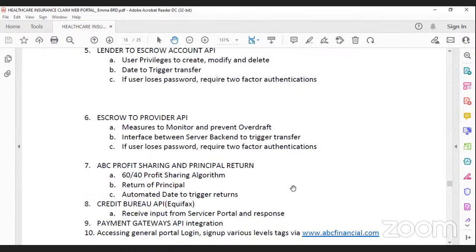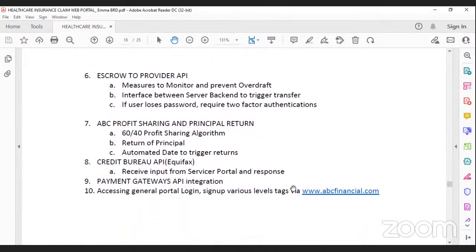And then escrow to the provider, this is where the transfer will be done. Measures to monitor and prevent overdraft, interface between server backend to trigger the transfer. And if user loses password, require 2FA. And then we're looking at the ABC profit sharing and the principal return. So we are doing a 60-40 profit sharing algorithm where 60% goes to ABC and then the 40% goes to the lender, and then return of principal going back to the lender, and then automated dates to trigger returns.